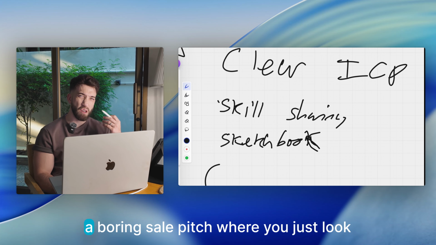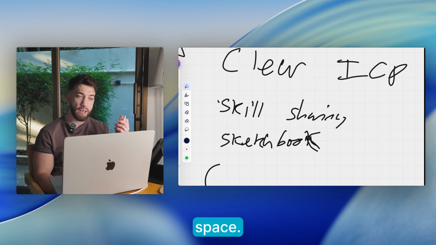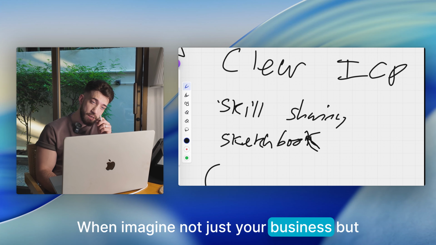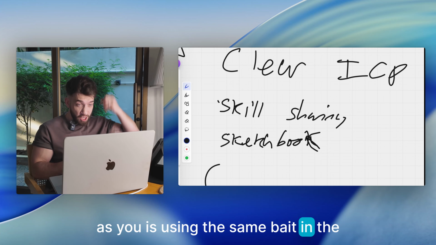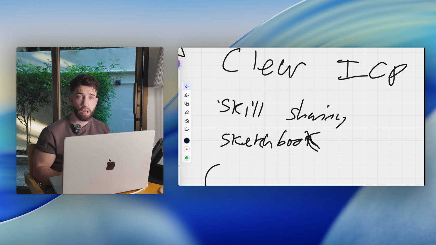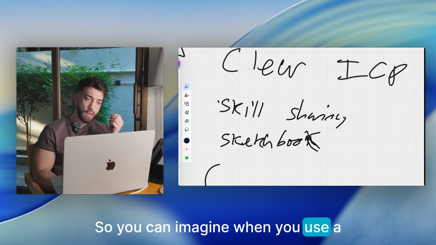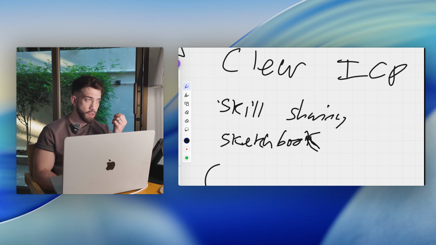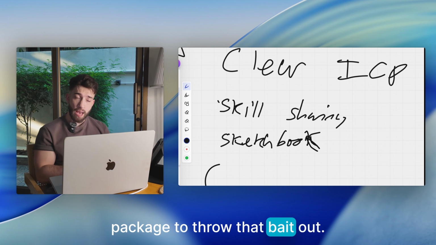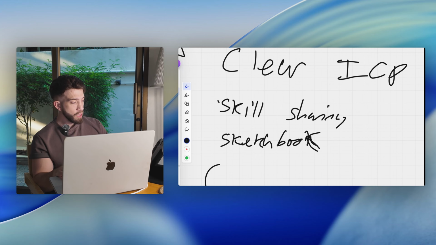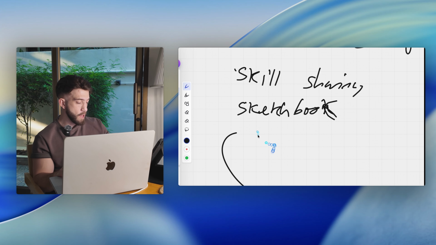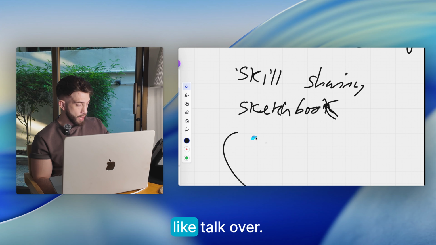Rather than having a boring sales pitch where you look the same as everyone else, imagine not just your business, but every other business in the same niche using the same bait in the same pond on the same person. So you can imagine when you use a different bait and a different package to throw that bait out, you are literally cutting through all the noise. The other ones are your talk overs, so overlays.